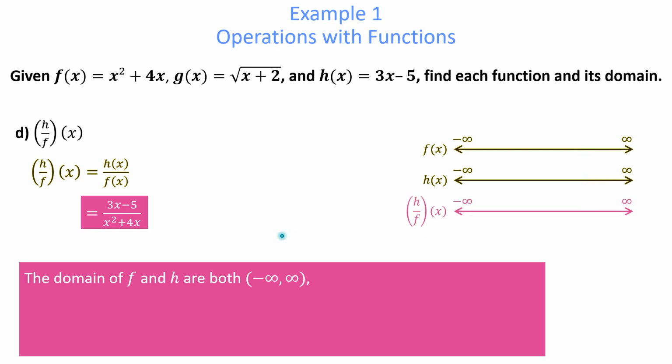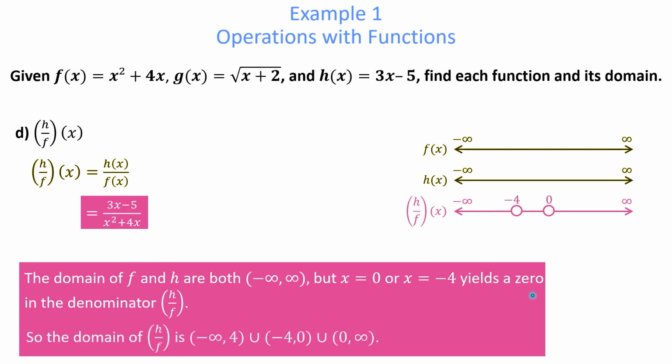However, because this is a quotient function, x equals 0 or x equals -4 yields a 0 in the denominator of this quotient function h over f. So we need to exclude these values of 0 and -4 from here, like so. And we can see then there's 3 sets of intervals, and we want the union of this interval with this interval and this final interval over here, which we'll write like so.